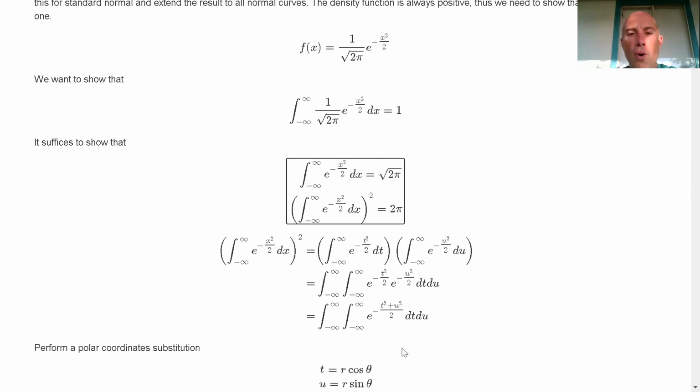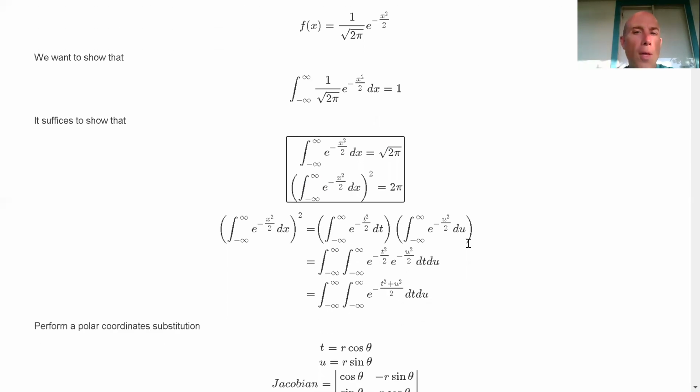Okay, I'm going to invoke a trick. And I know what that trick is. If you've never seen this trick, you'd be like, oh, I would have never thought of that. But I know it, so it was presented to me when I was a student, and I'm going to do exactly what my professor did. Okay, so I want to show that this integral is equal to this square root.